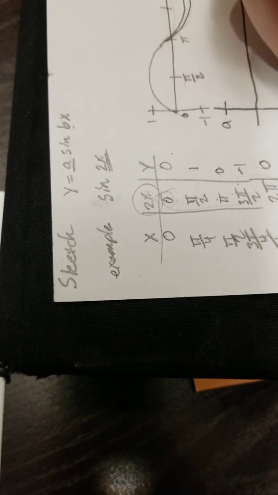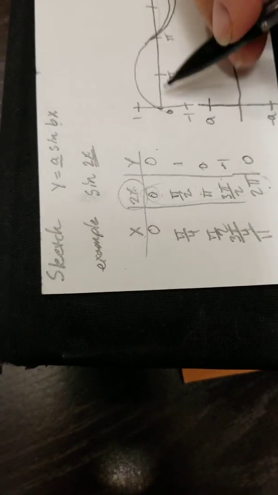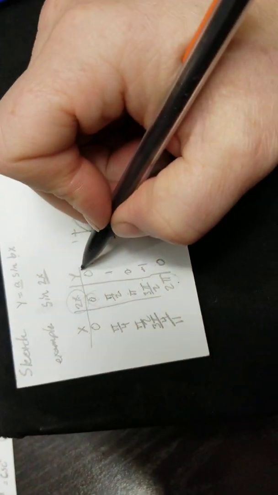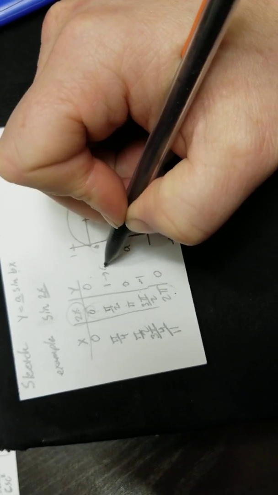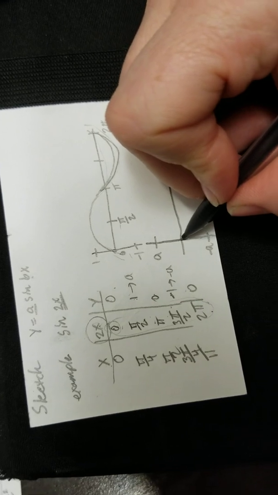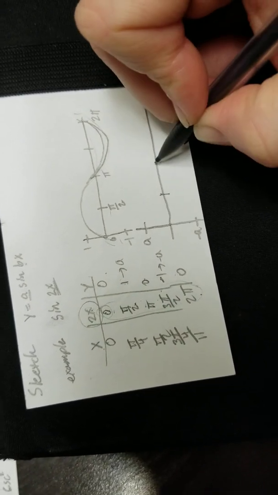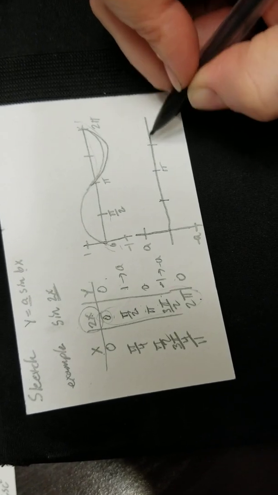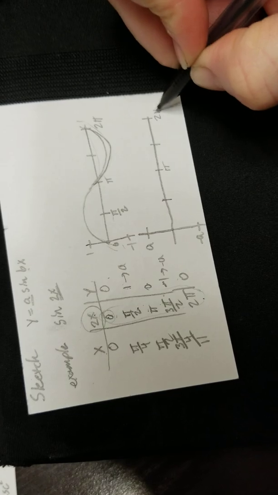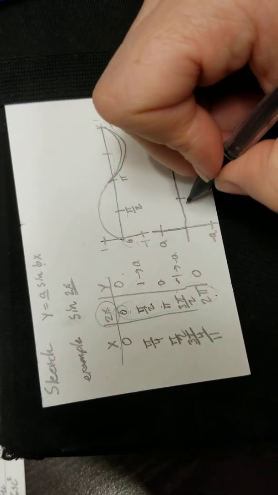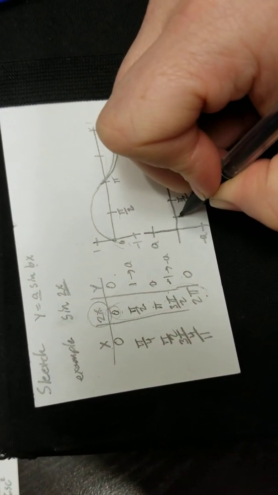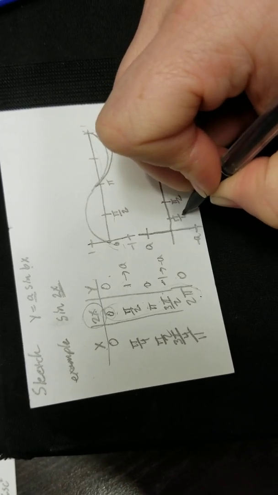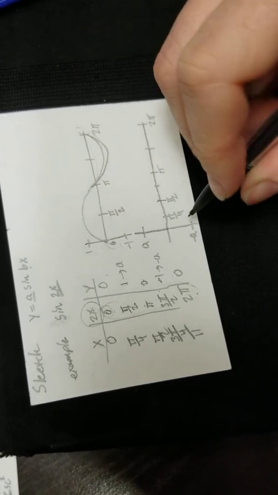And this is where my A's will come in, because this just gave me the idea. And then remember that these would all be, this would become an A, and this would become a negative A. So, I start here. Here's pi over 2. Here's pi. 3 pi over 2, 2 pi. So, if this is pi over 2, that means here is pi over 4. Okay? These little dots in between are pi over 4s.